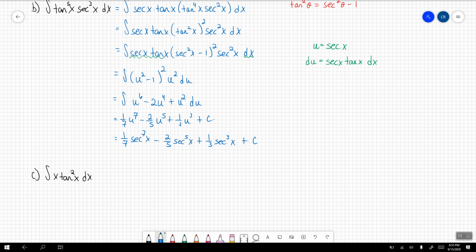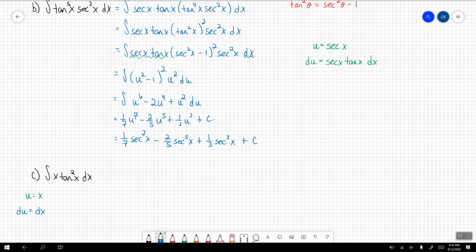As we start trying to pick our u substitution, I think I want to choose my u substitution as my x. Therefore, when I take my derivative, my du is just going to be dx. And now it might not be very apparent at this point in time, but this is actually going to set us up real nice.